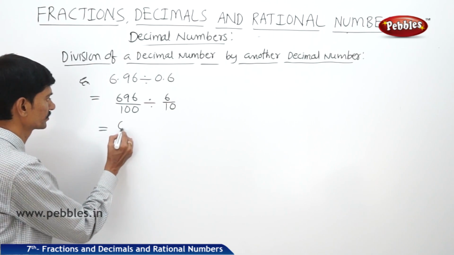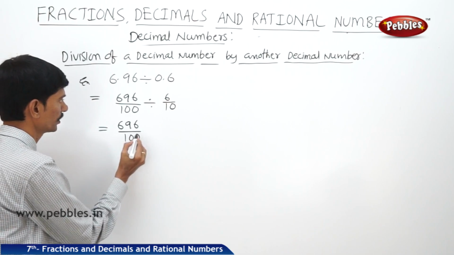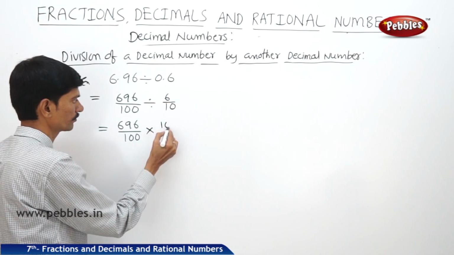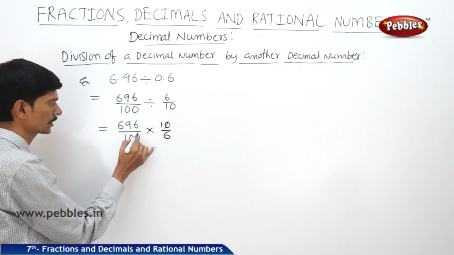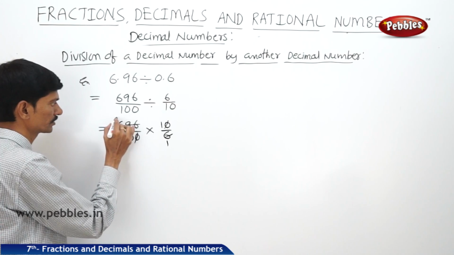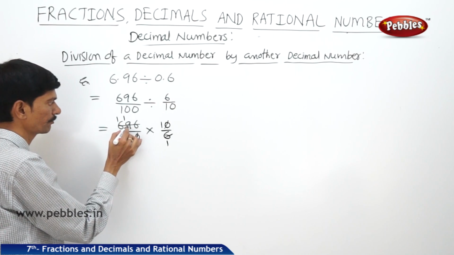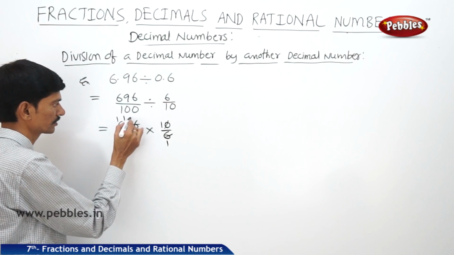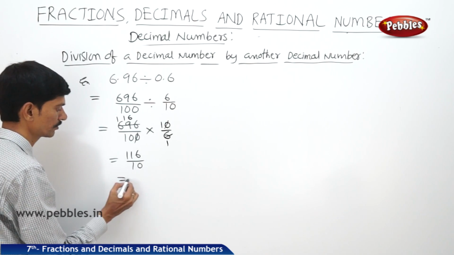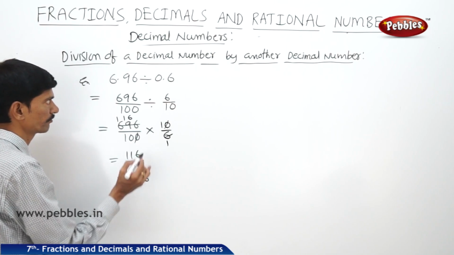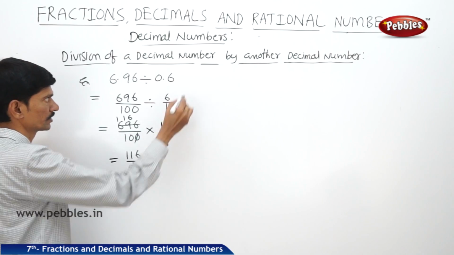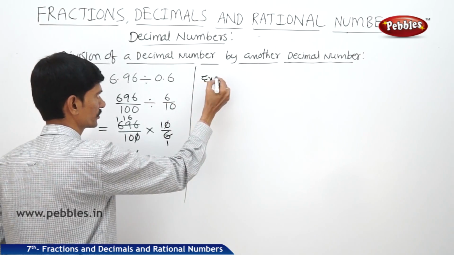Now 696 by 100, and when you write the division as multiplication, then we have to write the reciprocal of 6 by 10, that is 10 by 6. Here the 0s get cancelled. And we can cancel 696 by 6. Now 6 1s are 6, 6 1s are 6, 6 1s are 6, 3 remainder, 3 left here 36, 6 6s are 36. So we get 116 by 10. So this equals 11.6. So when you divide 6.96 by 0.6, we got 11.6 as the quotient. Now let us solve the next question.